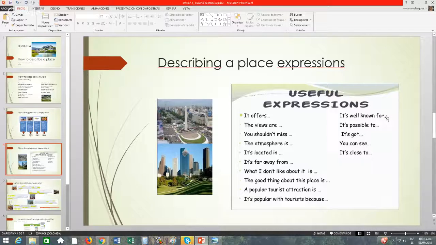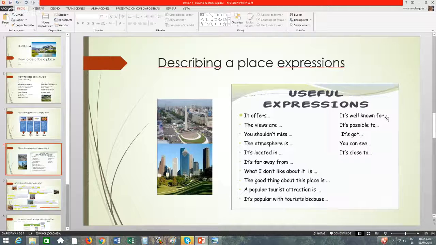Now it's possible to, when you describe the activities you can do in that specific place. It's possible to go snorkeling in Santa Marta, or it's possible to practice canoeing in Tunja, for example. Yes. Okay. It's possible to exercise. Yes or no? Exactly, when you visit a park. So different activities in general: to have a walk, to watch a theater play, specific activities you can do.